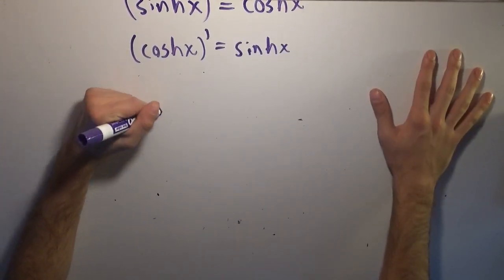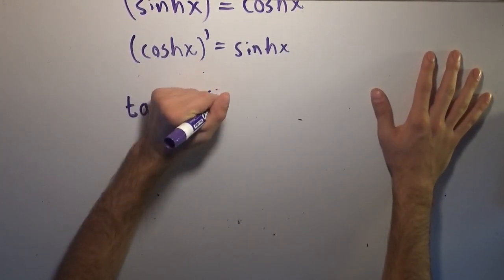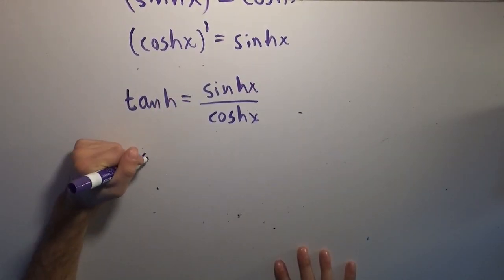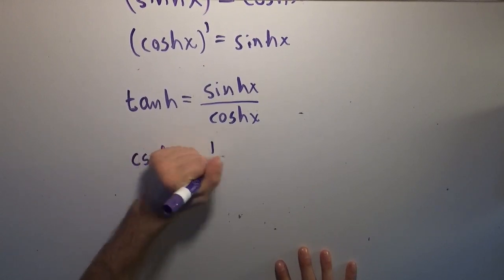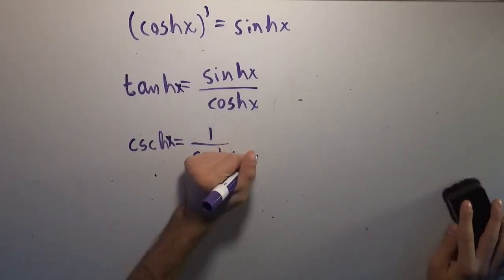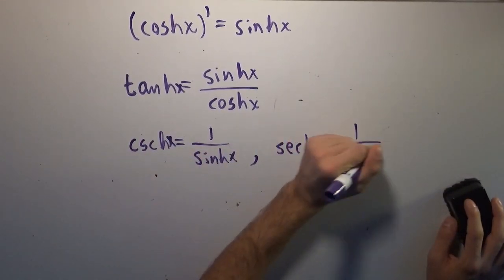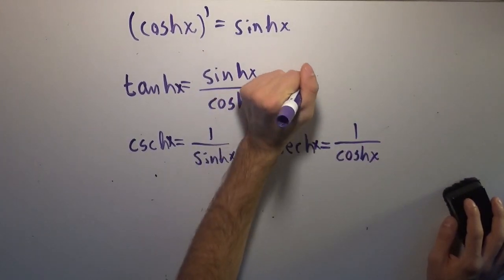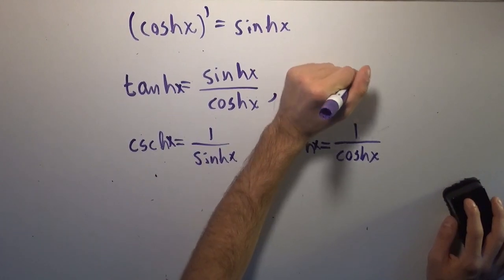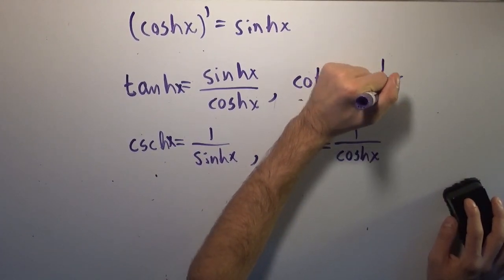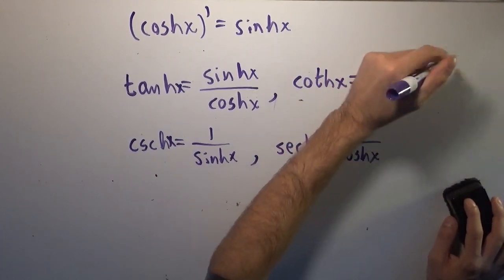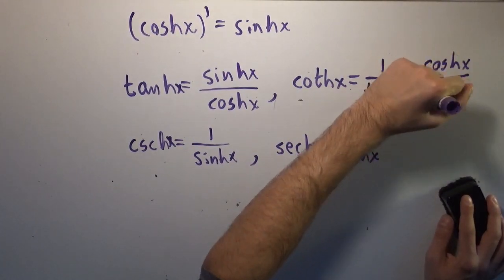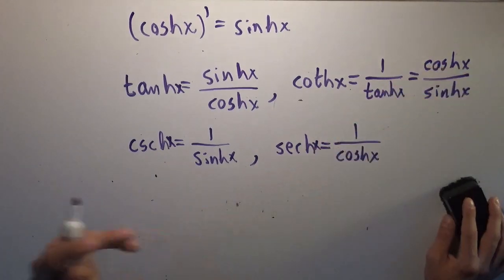Likewise, the hyperbolic tangent function is equal to hyperbolic sine divided by hyperbolic cosine. The hyperbolic cosecant is equal to 1 divided by the hyperbolic sine. The hyperbolic secant is of course equal to 1 over the hyperbolic cosine, and naturally the hyperbolic cotangent of x is equal to 1 over the hyperbolic tangent, which is equal to hyperbolic cosine over hyperbolic sine. So I just wanted to quickly cover those relationships.